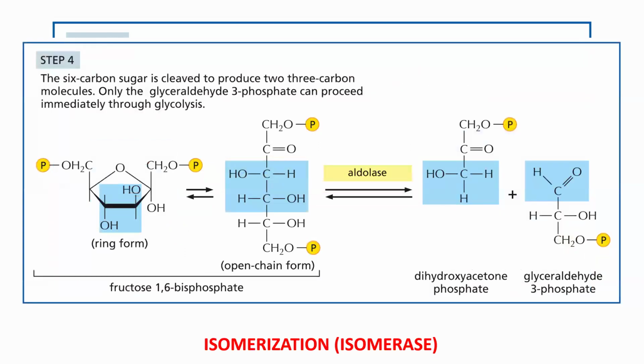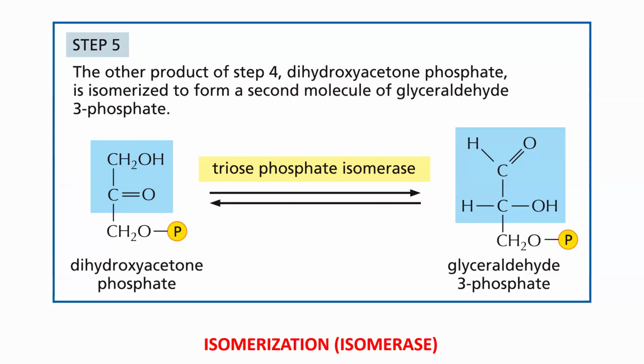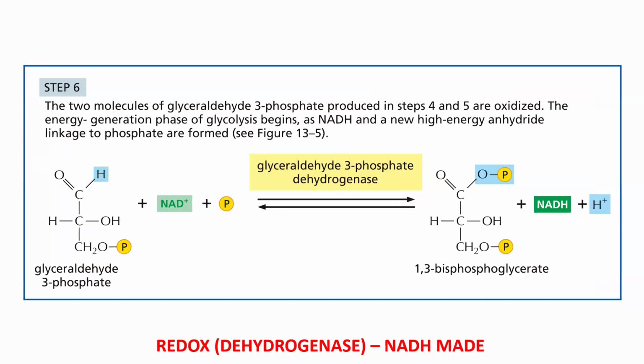And I just want to remind you that in step 4, when we split fructose 1,6-bisphosphate into one GAP molecule and one DHAP molecule, and now we've isomerized that DHAP into a second GAP, that means everything we talk about from this point on is going to be done in parallel. It's going to be done 2 times over for every molecule of glucose.